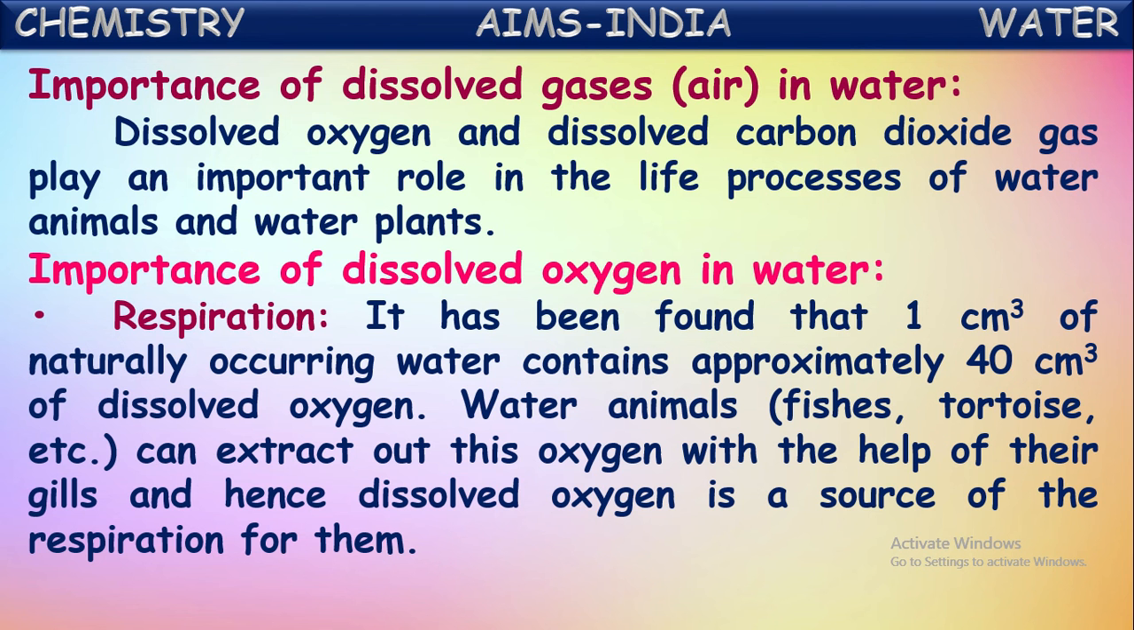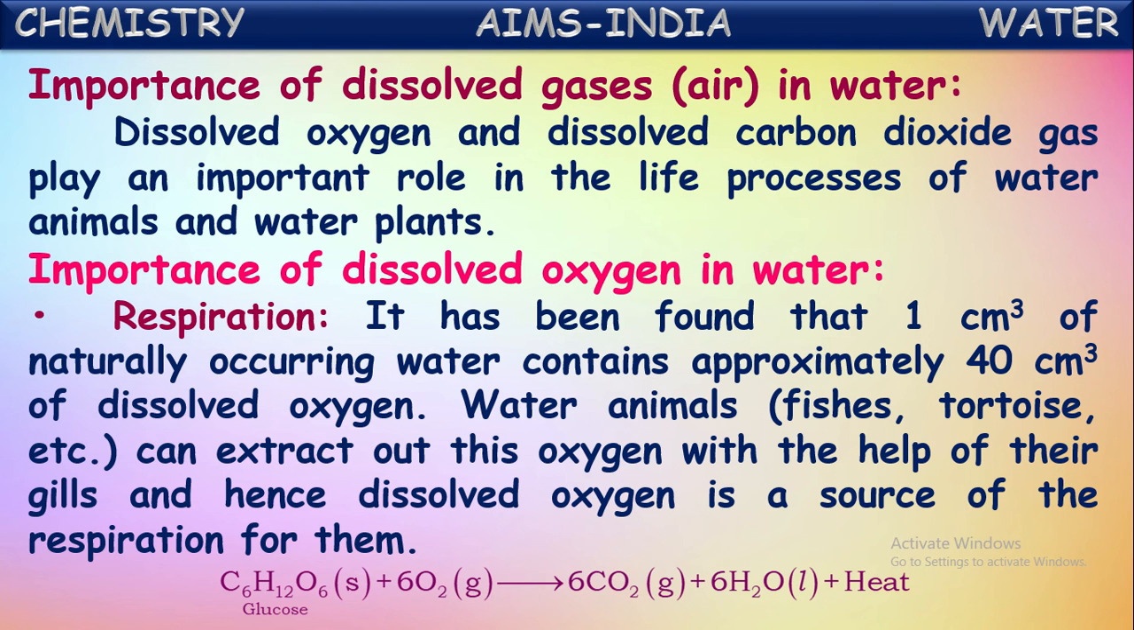Water animals like fishes, tortoises, crocodiles, and even other aquatic animals. These all animals which live inside the water are called aquatic animals. These aquatic animals can extract this oxygen with the help of their gills. Okay, these aquatic animals extract this oxygen gas dissolved in the water through their gills, and hence dissolved oxygen is a source of respiration for these water animals. In that way, the dissolved oxygen gas is very important and it is the main source for these aquatic animals for their respiration process.